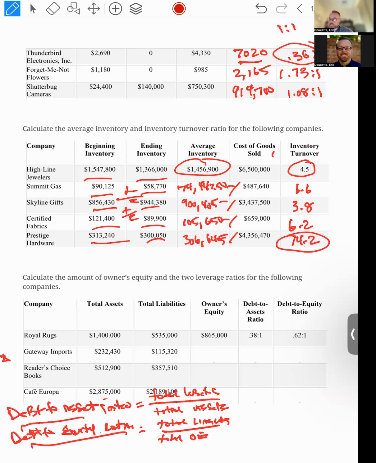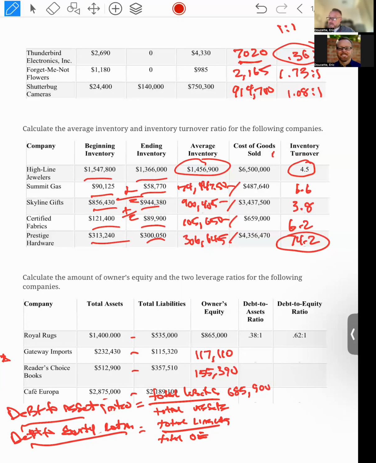So if I follow this order, first thing I want to figure out is, for each of these companies, what is the owner's equity? That's going to matter in the answers that I give. So my answer to this is 117,110. How I figure that out again is, remember, I subtract my liabilities from my assets. Whatever's left is my owner's equity. The next one, Reader's Choice Books, is $155,390, and the last one is $685,900. So those are my owner's equity.